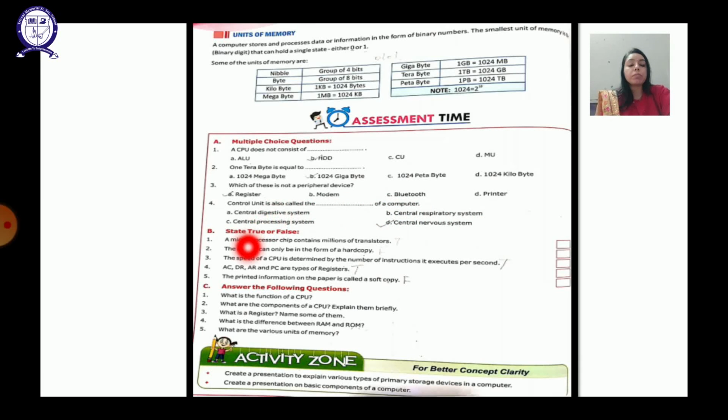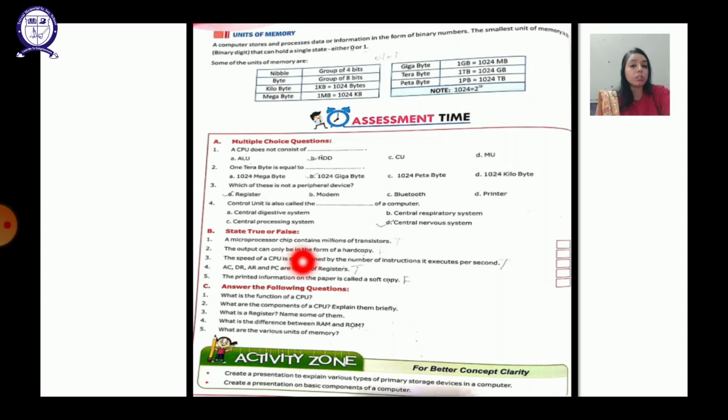Then we have the true or false. First is, a microprocessor chip contains millions of transistors. Yes, the chip contains so many transistors. This is true. Second is, the output can only be in the form of hard copy. The output which is being shown on the monitor is the soft copy. It can be in the form of hard copy or soft copy as per our requirement. But here it is written that it is only in the form of hard copy.